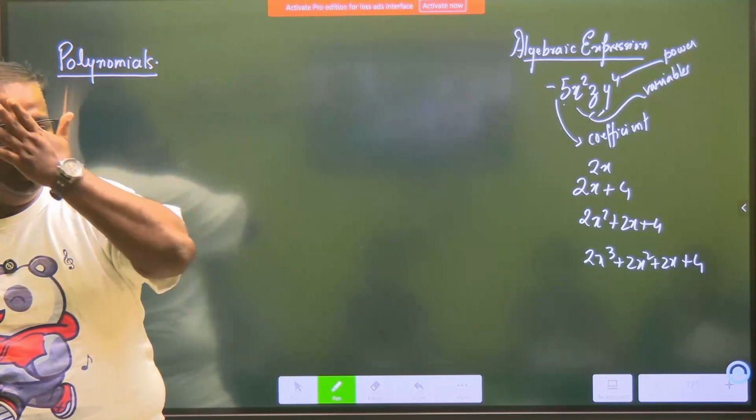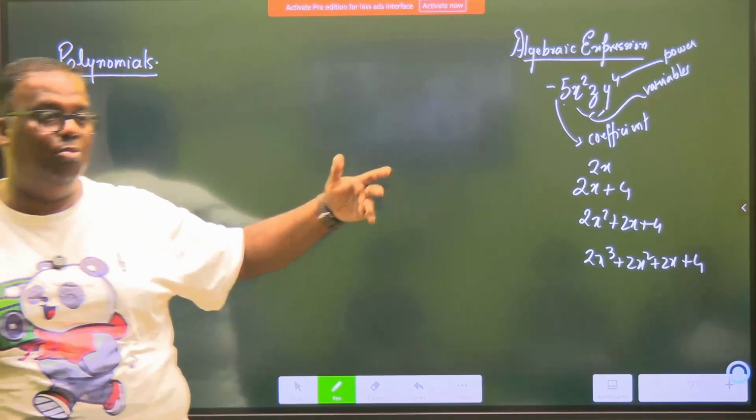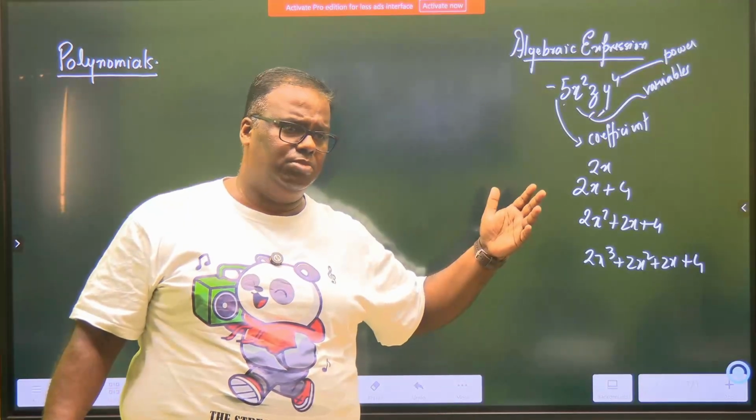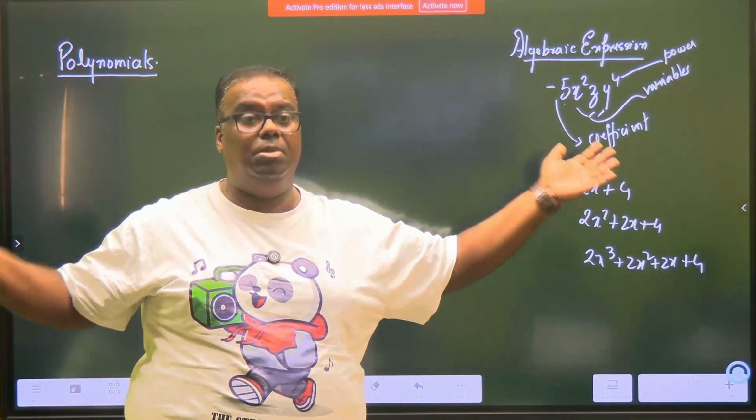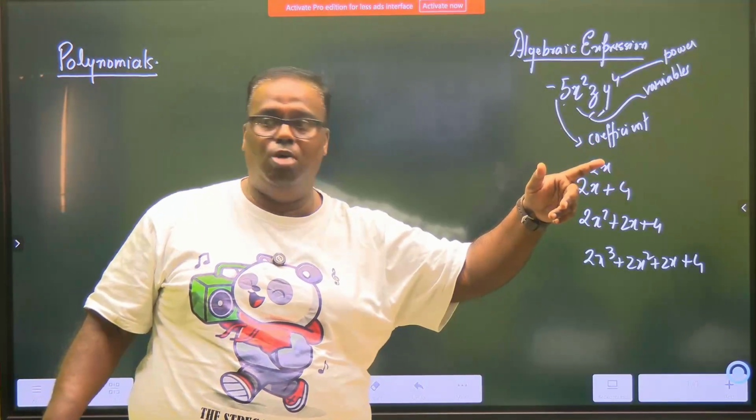A polynomial means poly. Poly means many. When you have many terms, how many terms? N number of terms, maybe finite, maybe infinite. 50 terms is many terms, but it is finite. You at least know how many terms are there.